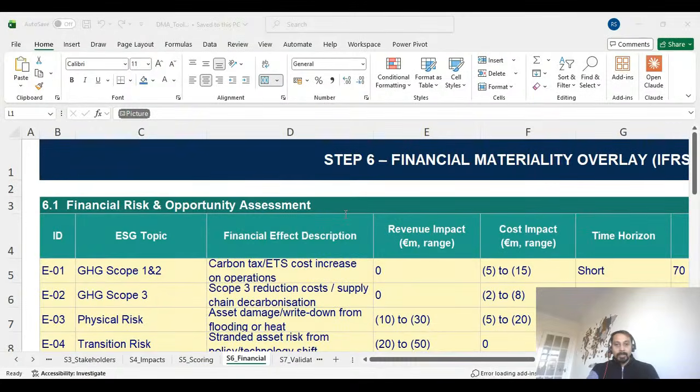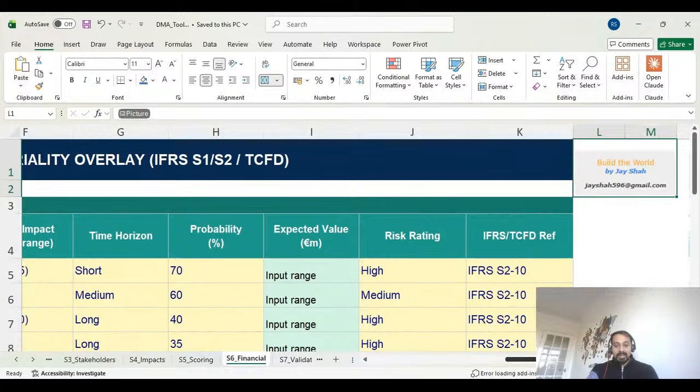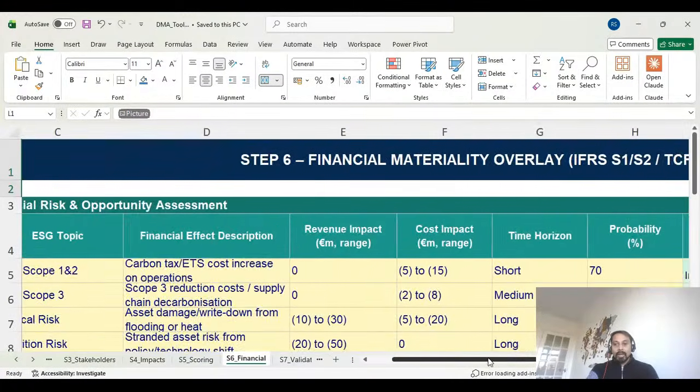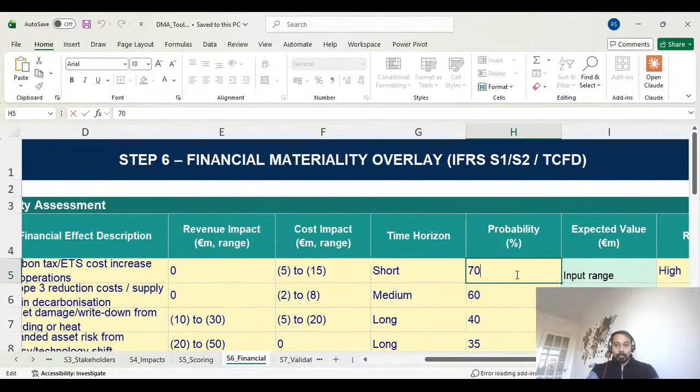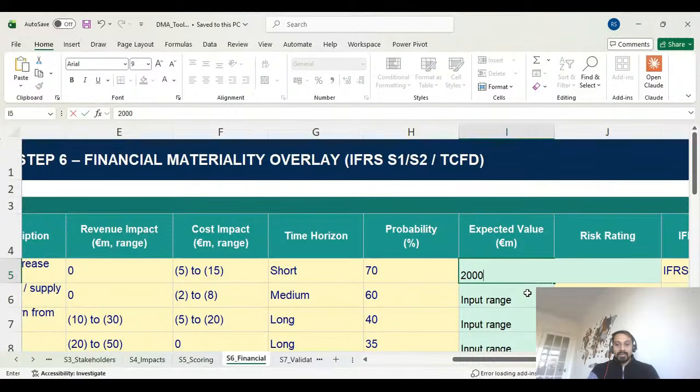So this sheet brings in the IFRS S1 and S2 logics: revenue impact, cost impact, time horizon, probability, and expected value. It shows how the risk rating is calculated for each and every ESG topic, the overall risk rating, high, medium, or low, and probability percentage. So there is a formula as well for the various types of inputs, and you can add the particular value where inputs are required to do various types of analysis.